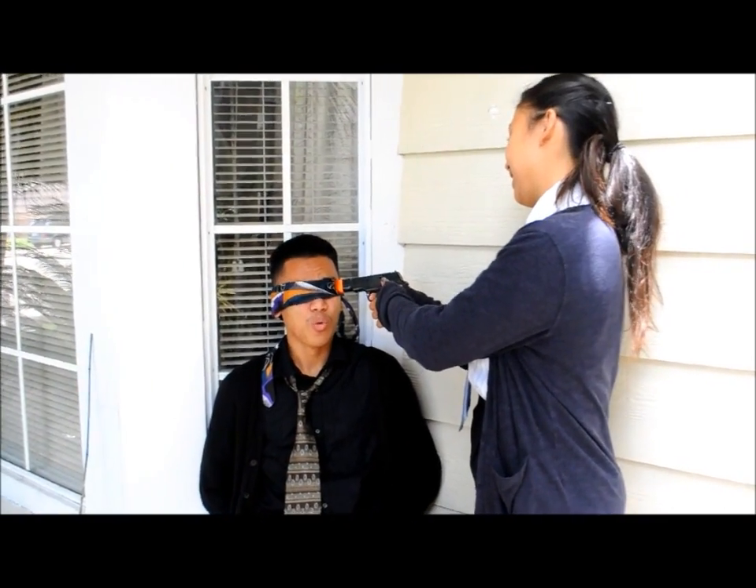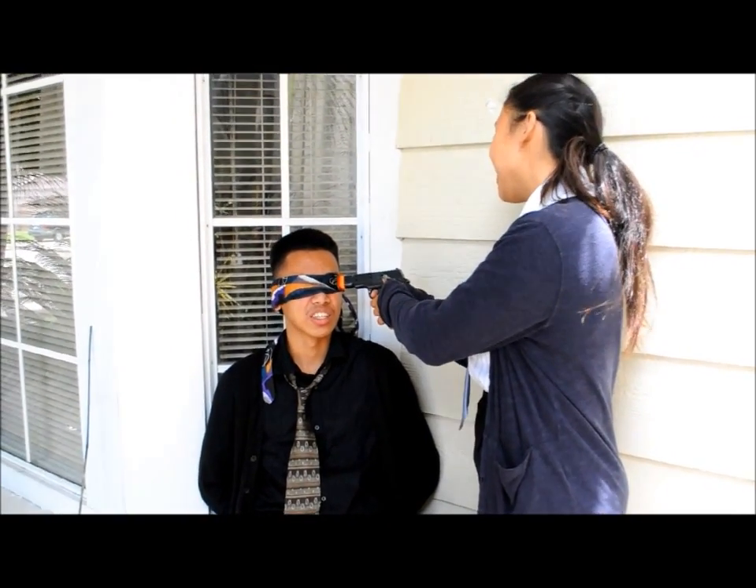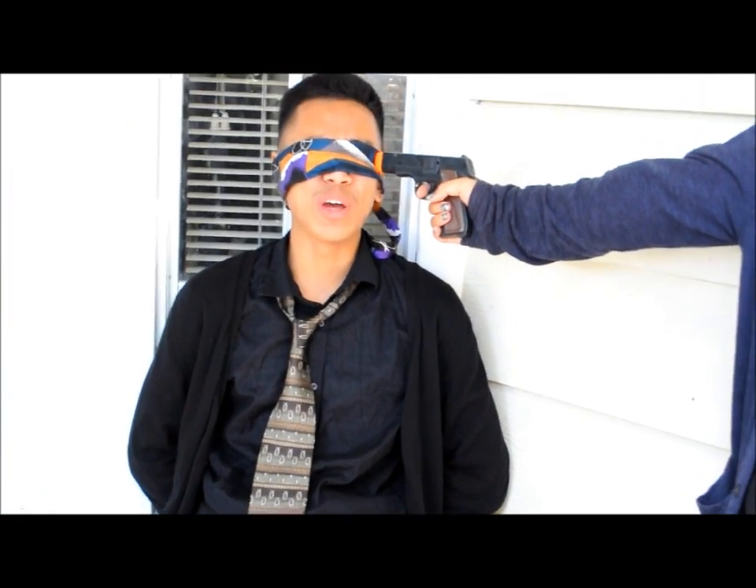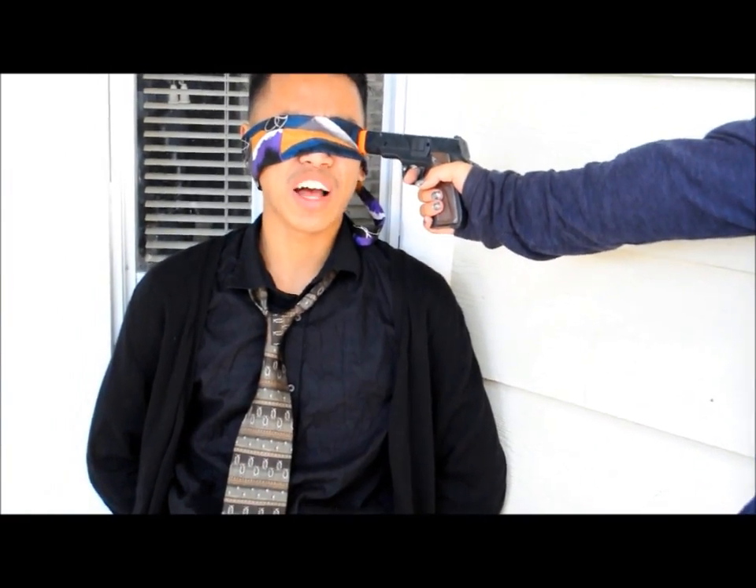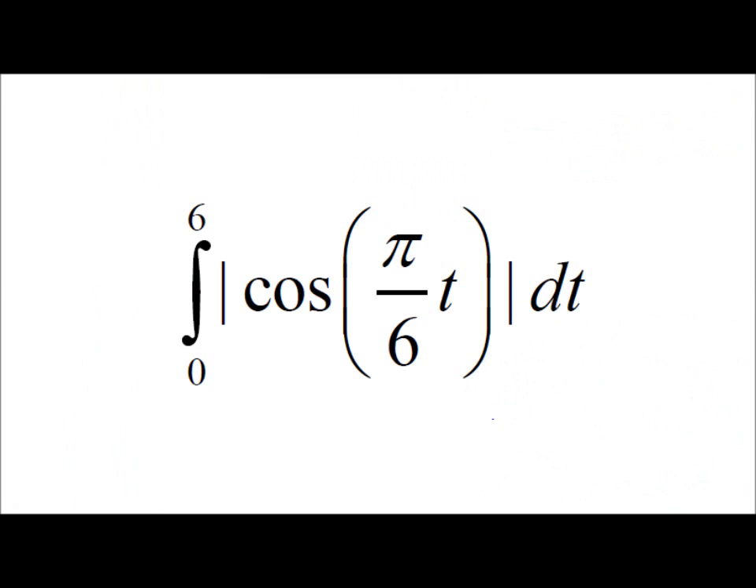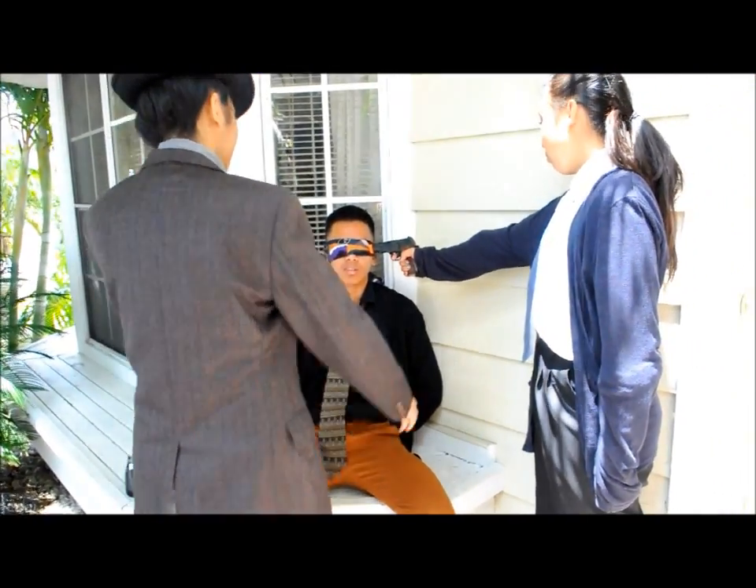0 to 6. Well, the total distance means that you have to take the absolute value of the equation. The equation is the cosine of pi over 6 times t. So the equation of the total distance is the integral from 0 to 6 of the absolute value of v of t dt. And don't forget dt. That equation will do.